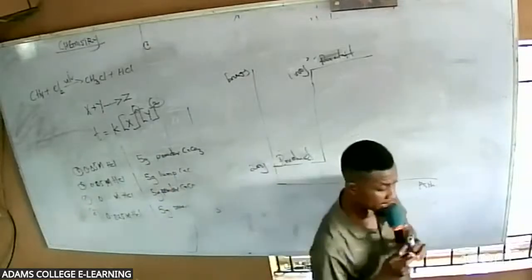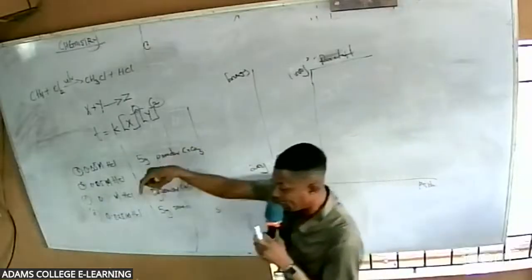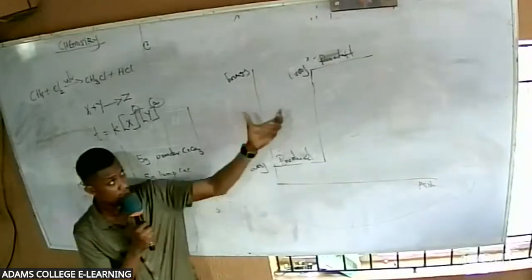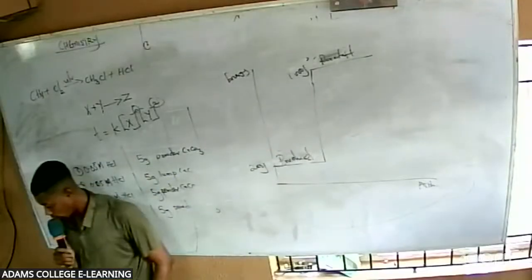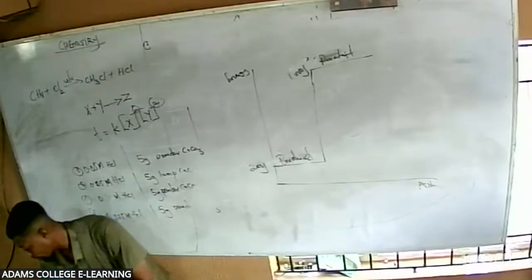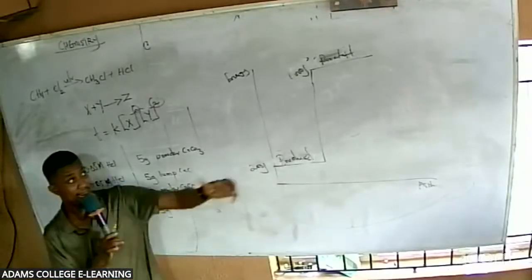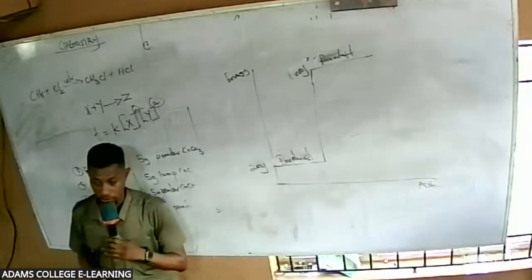A reaction is exothermic when the reactant has more energy than the product. A reaction is exothermic when the energy of the reactant is more than the energy of the product, and vice versa.